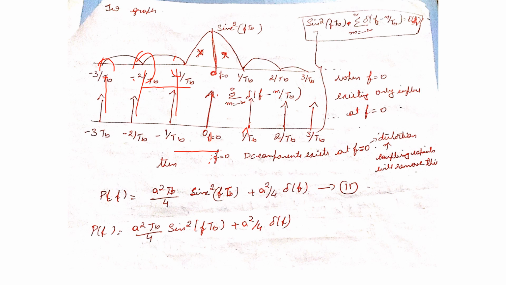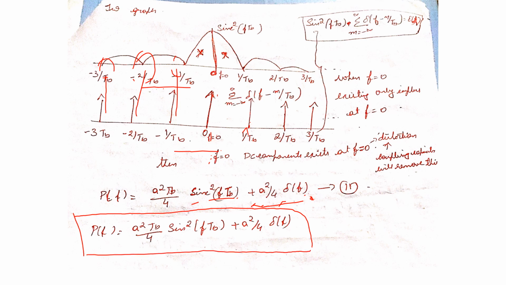So then, considering only when f is equal to 0, what is the value of that? The value of that is going to have delta of f. So now P of f is going to have the value A square Tb by 4 into the sinc square of f Tb, plus A square by 4 into delta of f. So finally, this is going to be the power spectral density equation in case of unipolar non-return to 0 format.